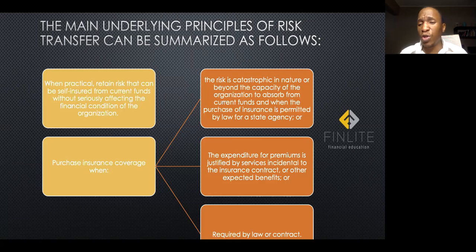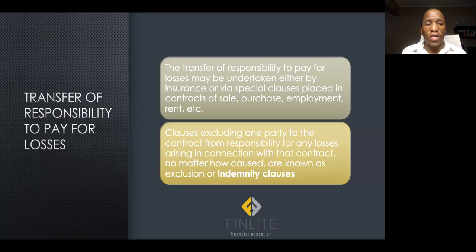Then the third one is required by law or contract to have that kind of insurance. Then you are obliged. There is no way that you can actually run from it. So those would be the instances that a company or an individual actually considers buying insurance.